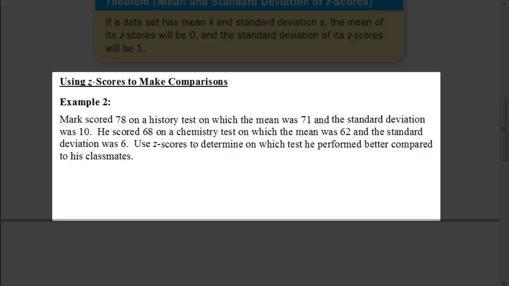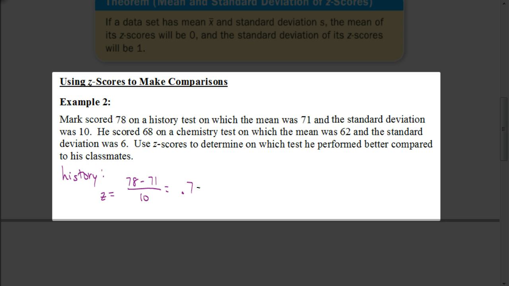Now, it's not just asking for which test did he score better, because you can clearly see that on his history test, he did about 10% better than his chemistry test. But we're comparing his score to the rest of the class's score. So let's start out by looking at the history test. On his history test, his z-score would be found by taking his score, which is 78, minus the mean, which is 71, and divide that by the standard deviation, which is 10. Well, 78 minus 71 is 7. Divide that by 10, and you get 0.7.